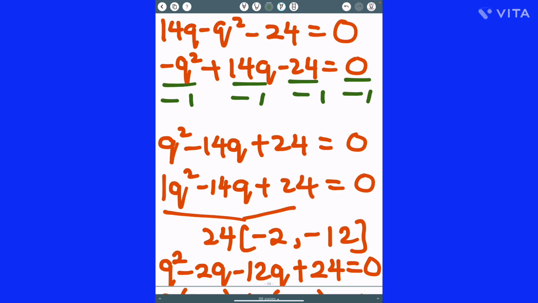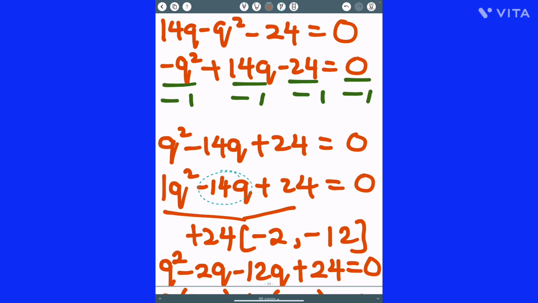Now the factors: 1 times plus 24 will give me plus 24. So I need to find factors that are such that when added, I'll get the middle term.